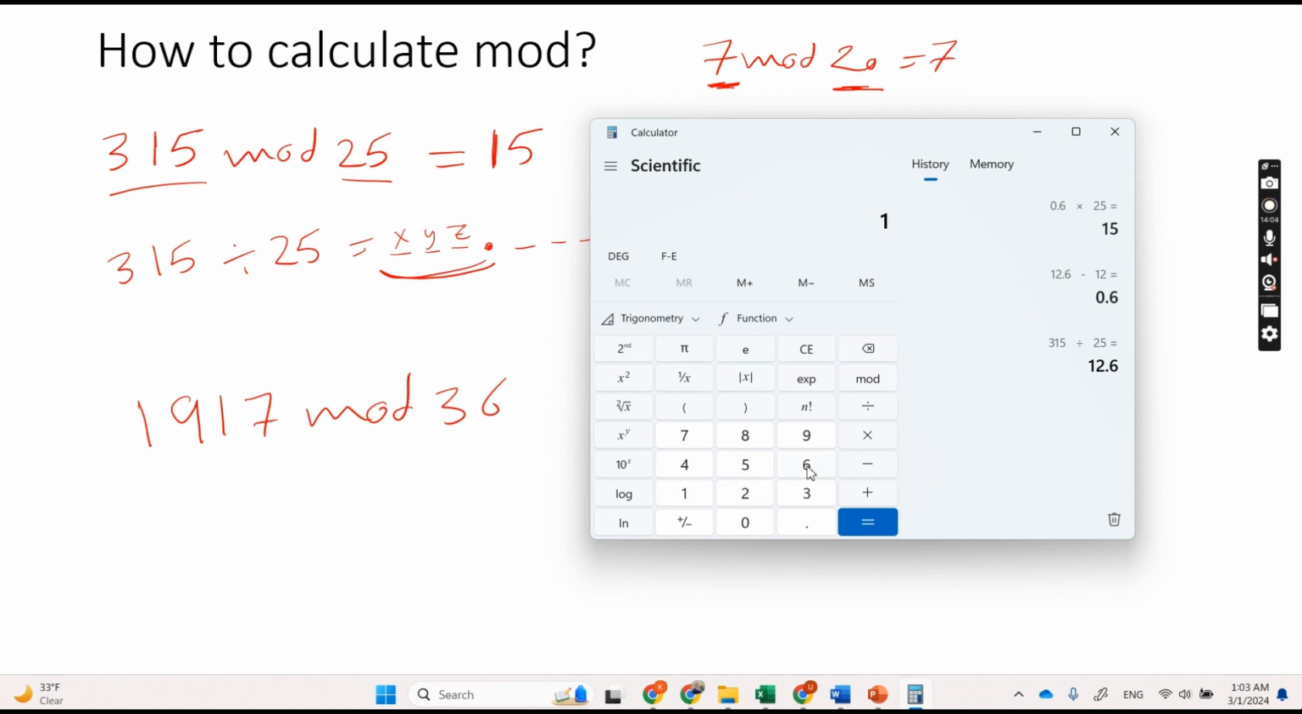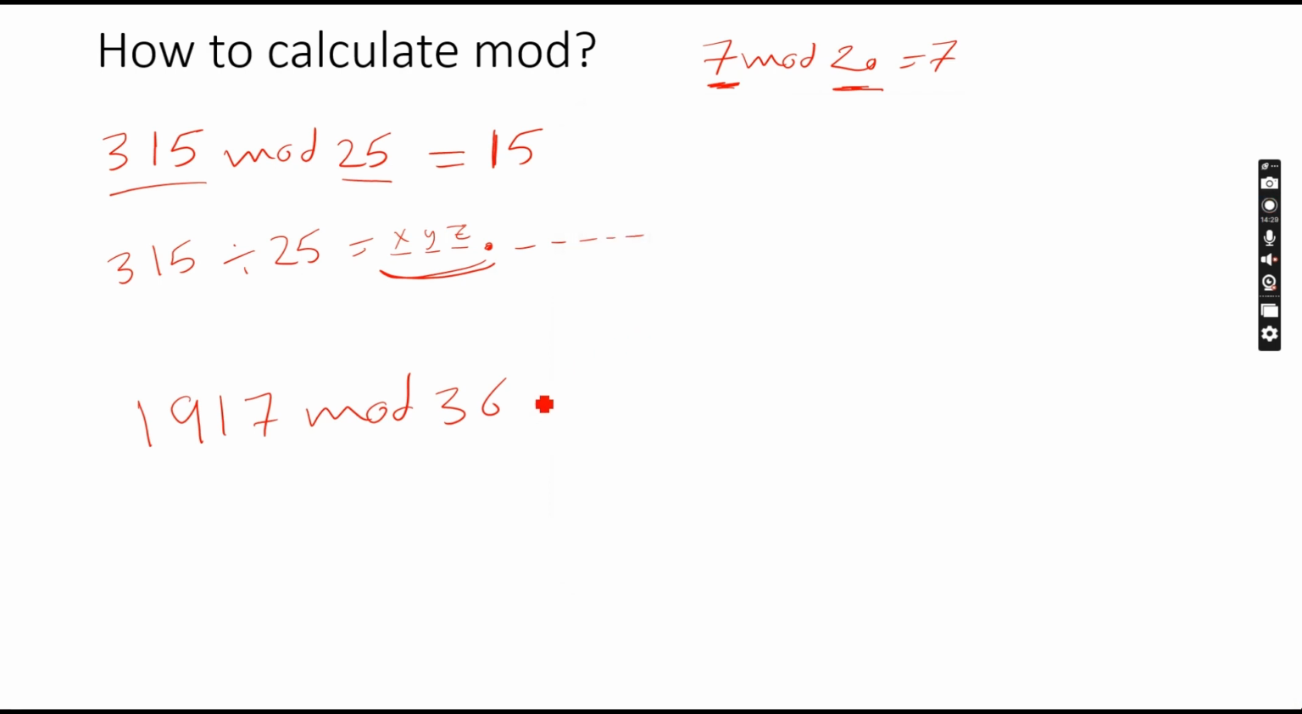Now divide 1917 by 36. The answer is 53.25. Now anything before the decimal point should be subtracted, so minus 53. And then this number should be multiplied by 36. Multiplying by 36 is equal to 9. So the answer is 9. So this is how I can calculate the mod.